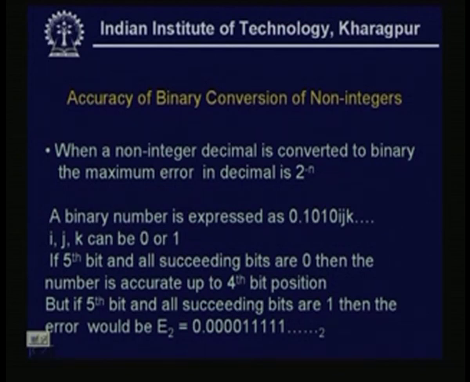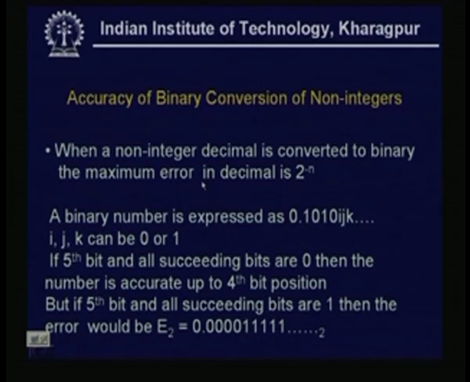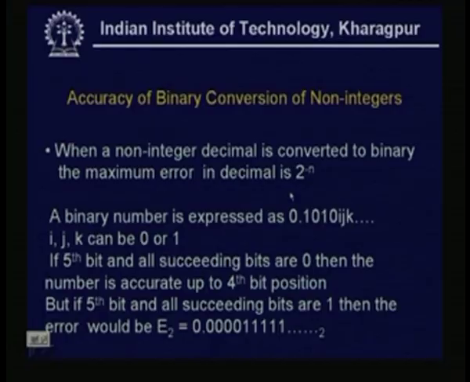Then obviously there will be some errors, because if we increase the number of bits, then we will be nearer and nearer to the actual value. So, now we are defining this as an error. That means, if I take 5 digits after the decimal point, I will get a more accurate result, instead of taking a 3 digit value. Now, the maximum error in this decimal is defined as 2 to the power minus n if it is truncated by n bits.